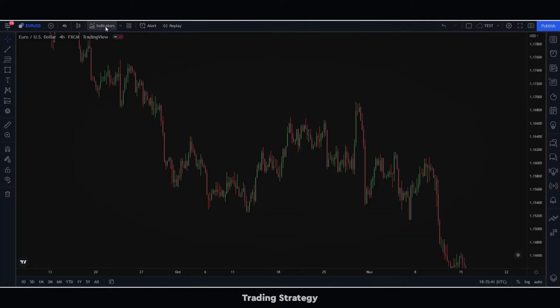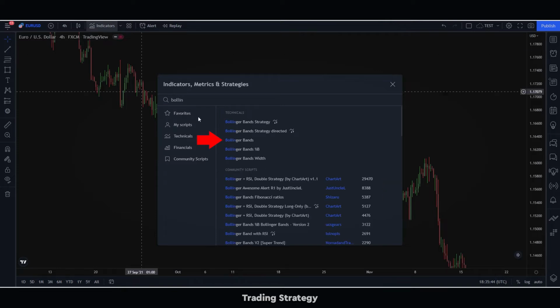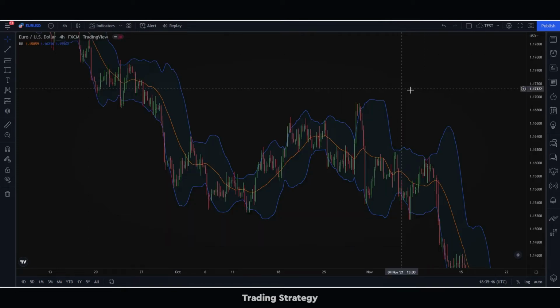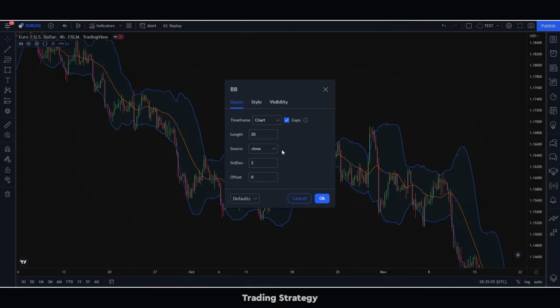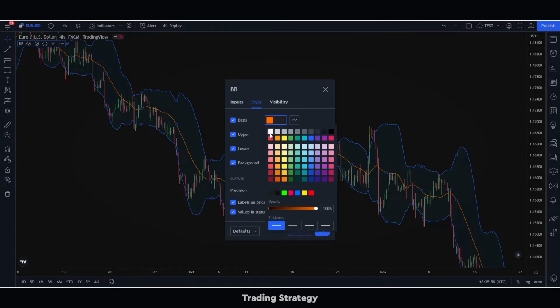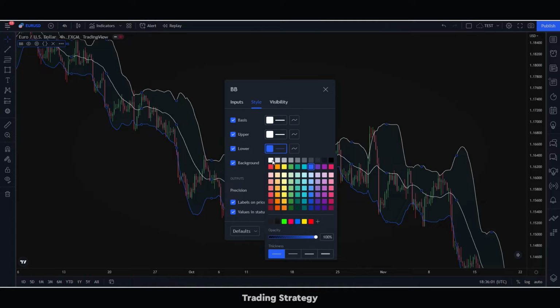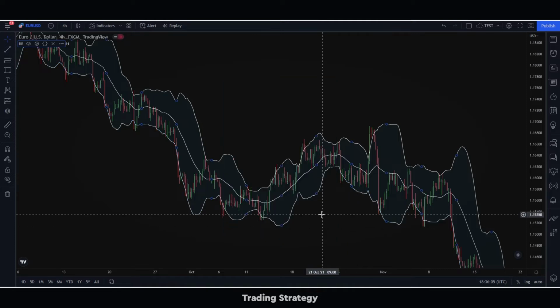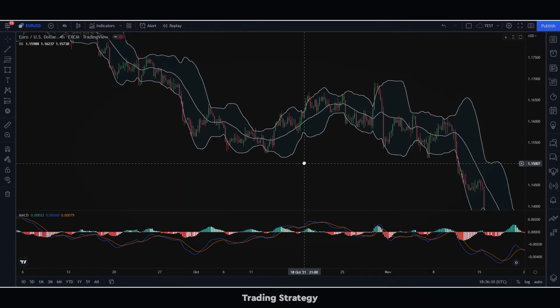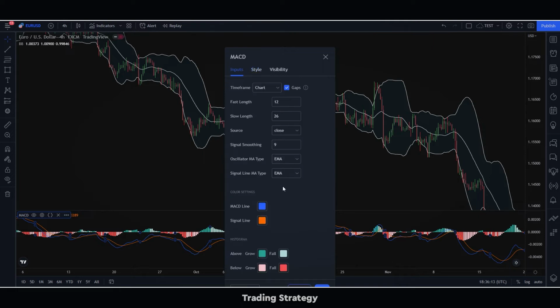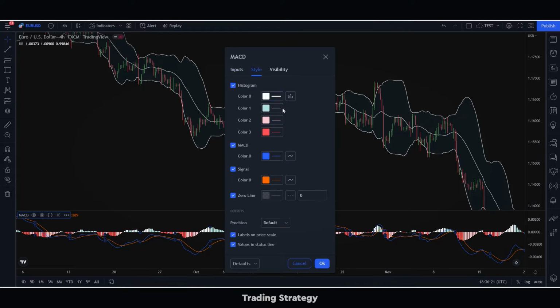The first thing we will have to do is select the Bollinger Bands. We will leave these bands with the parameters that come by default, and we will put the white bands. The second indicator that we will use will be the MACD indicator. We will also leave this indicator with the default parameters, but we will change the colors to the following ones: white, red, green, and white. In addition, we will disable the MACD line and the signal line.